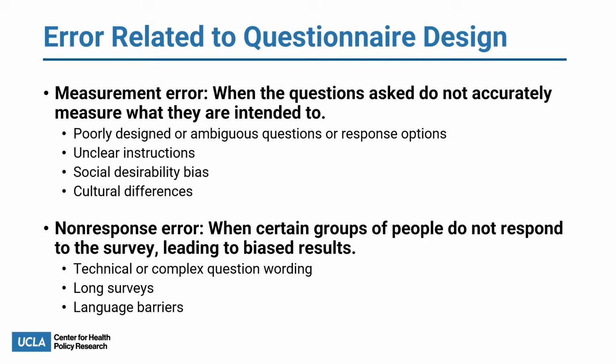Non-response error, on the other hand, occurs when certain groups are less likely to respond to a survey. This is often the result of overly technical language, long or burdensome questionnaires, or lack of cultural or linguistic relevance. When some voices are missing from the data, the resulting findings are skewed. Reducing both types of error improves the accuracy of our data and statistical quality. It also helps to ensure that the voices of all respondents are reflected in the results and produces data that can truly inform equitable policies and programs.